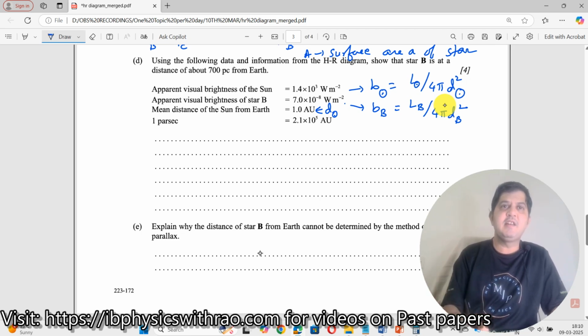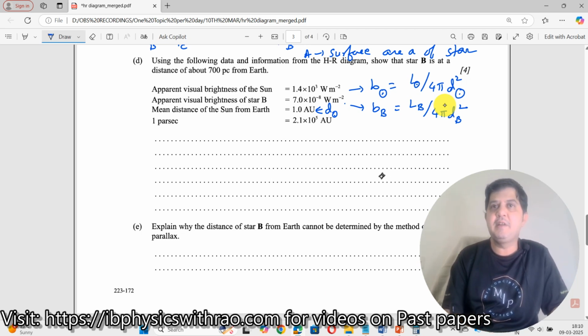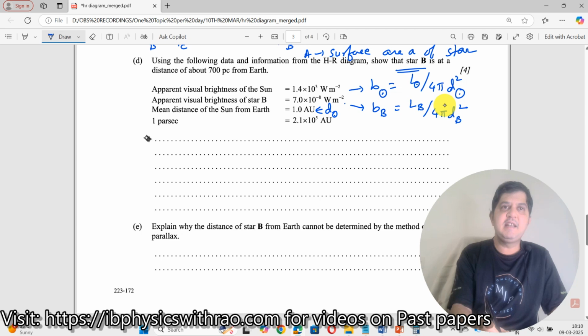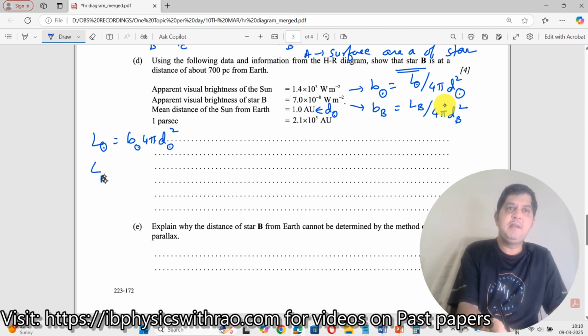Now let us start working on this. Now 1 parsec value is also given. Now we need to convert it into parsecs only. We need to find out the distance of this star B. That means d should be my subject over here. So what I will do is I'll write L sun is equal to B sun 4 pi d sun square, and LB is equal to BB 4 pi dB square.